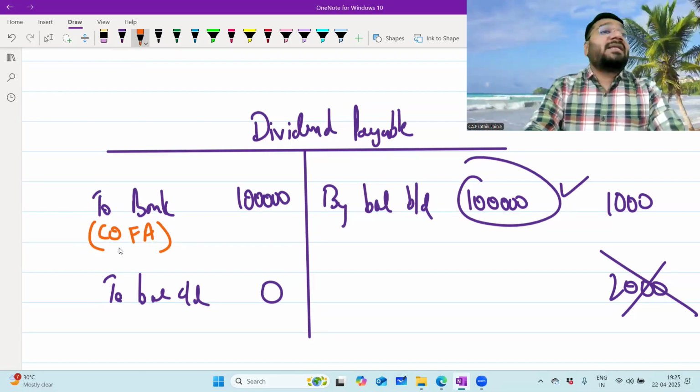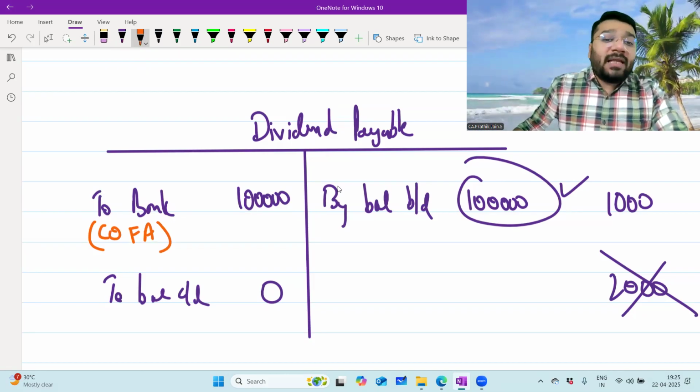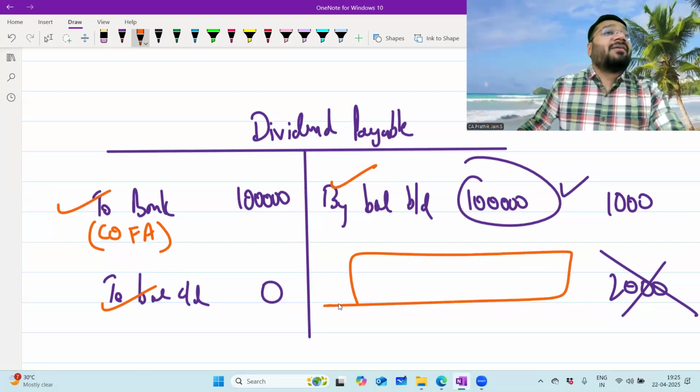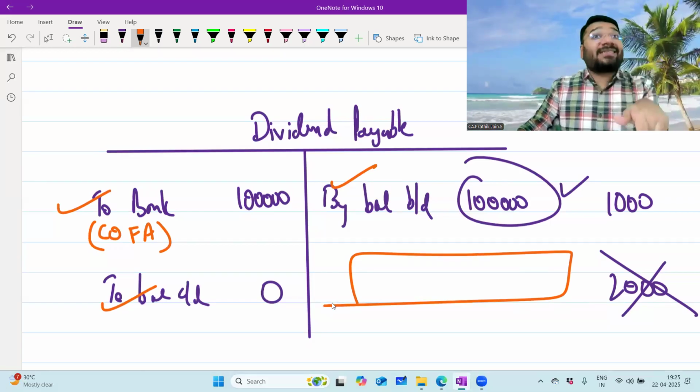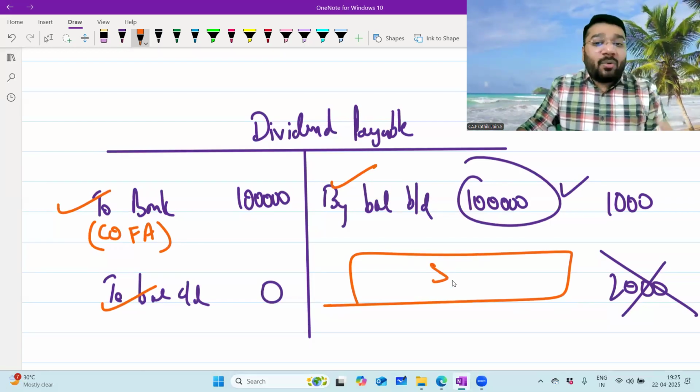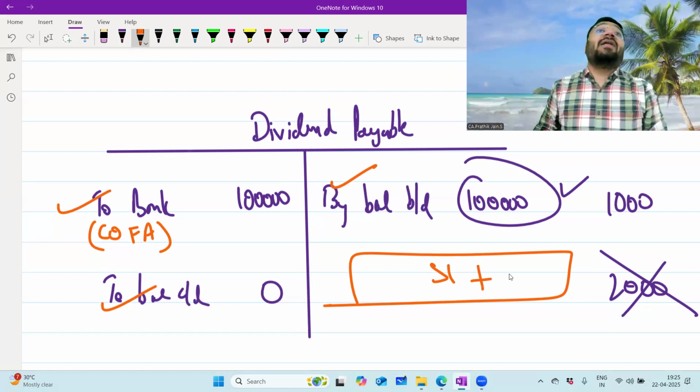Now how this ledger can be useful is because sometimes they'll give you the opening balance, closing balance and dividend paid. This will become the balancing figure, which is nothing but current year's dividend approved. So in segment 1, you would have added back equity dividend.